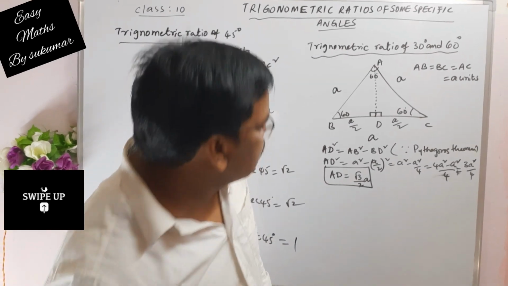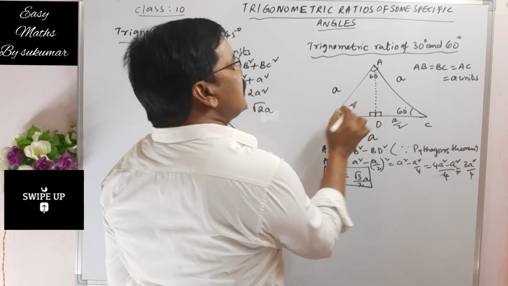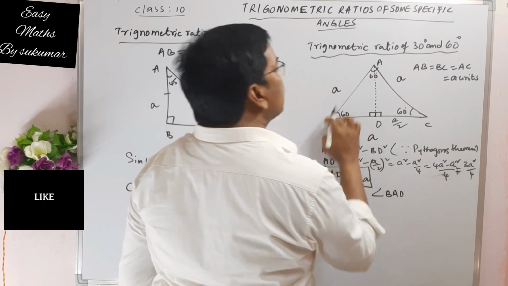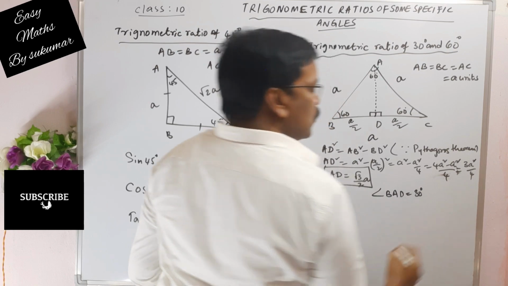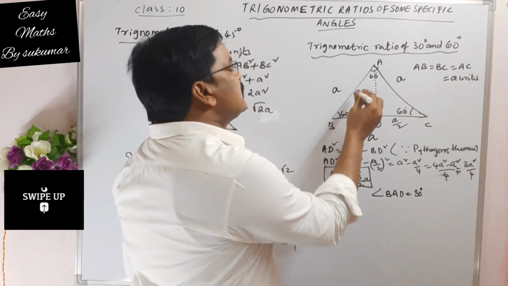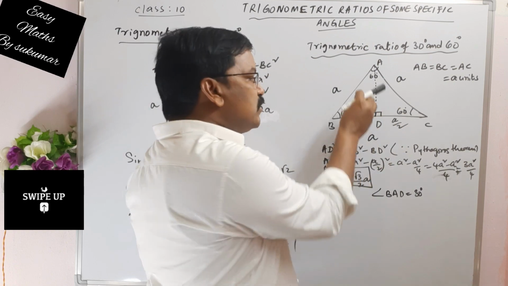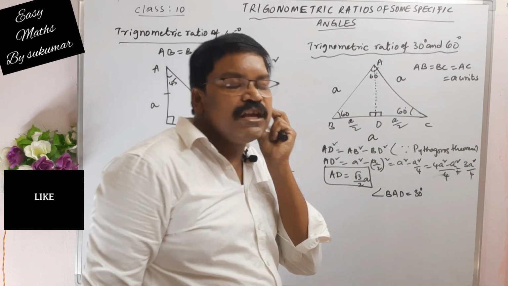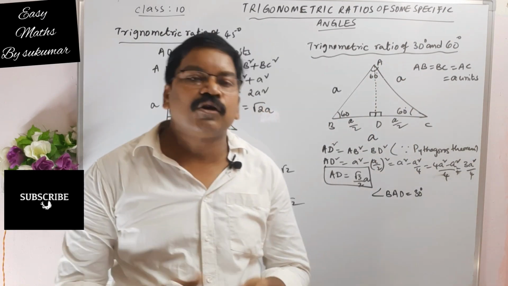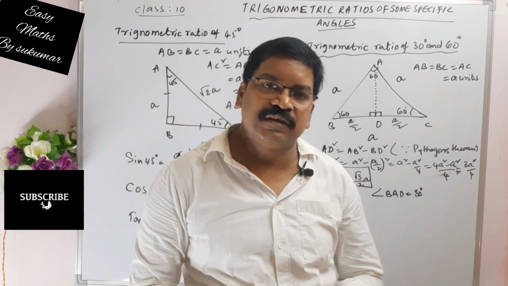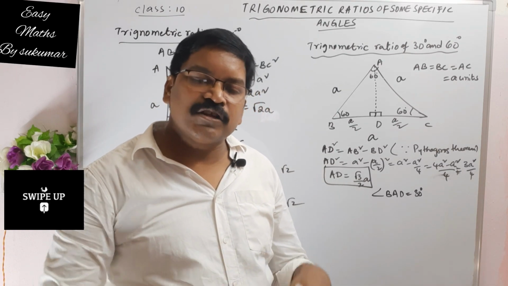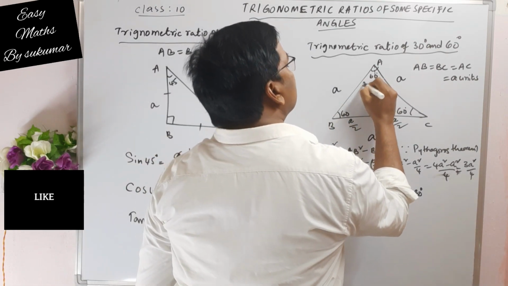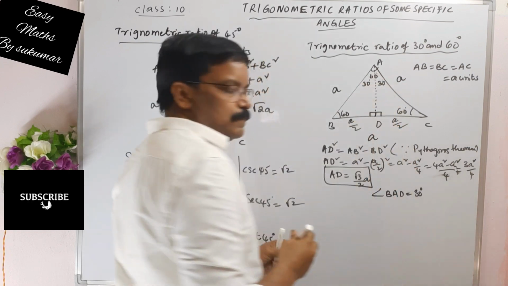Okay. See, my dear students, this is 60 degrees, but what about this angle BAD? Angle BAD is 30 degrees. Why is it 30 degrees here? This total angle is 60 degrees, but these two triangles are congruent. Therefore, angle BAD and angle CAD are equal. Why are they equal? According to CPCT, if two triangles are congruent, then the corresponding sides and corresponding angles are also equal. Therefore, these two angles are 30 and this angle is also 30.